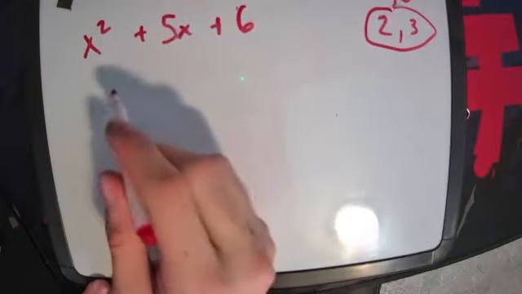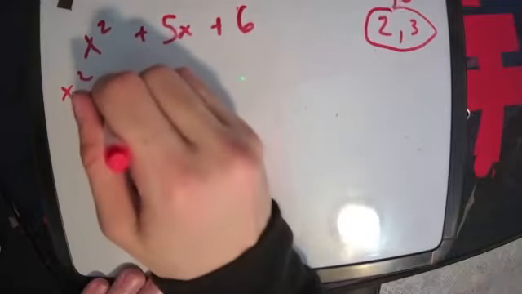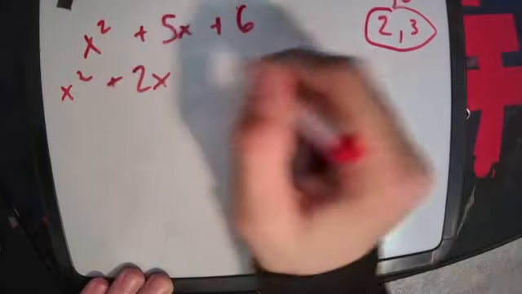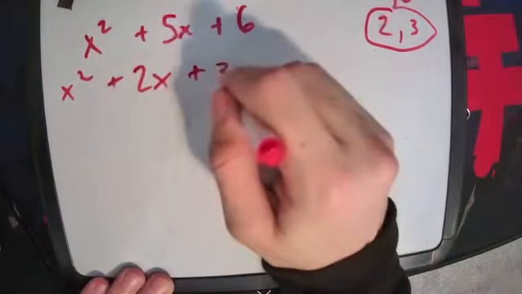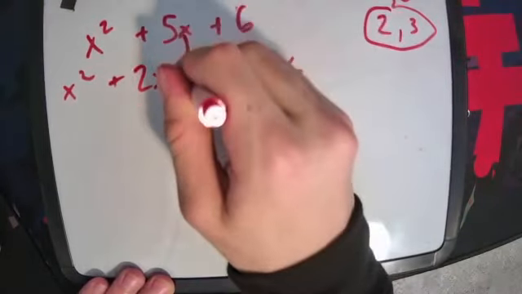So now we very simply just expand the b term once again. So we have x squared plus 2x plus 3x plus 6. Let's split that down the middle once again.